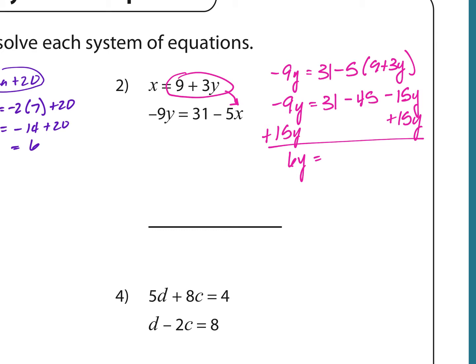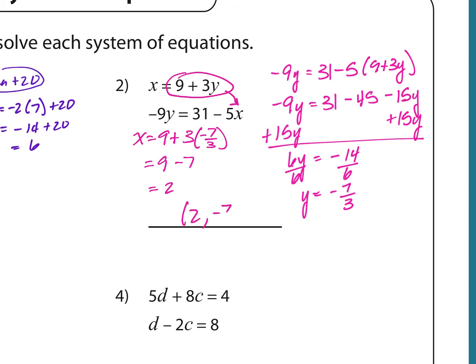What? You forgot something. I don't think so. Did I do something wrong? I didn't. Okay. Divide by 6. I really didn't think this was a fraction, but maybe it is. So negative 7/3. Okay. Y is negative 7/3. Now I solve for x. And I plug that in. So x is going to equal 9 plus 3 times negative 7/3, which equals 9 minus 7, or 2. So my answer is 2 and negative 7/3.